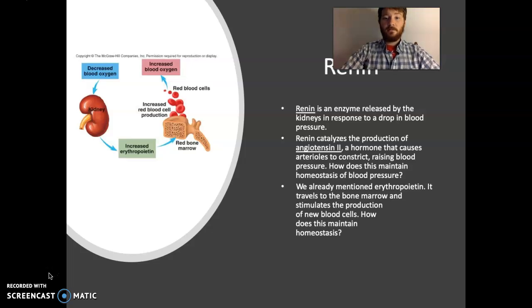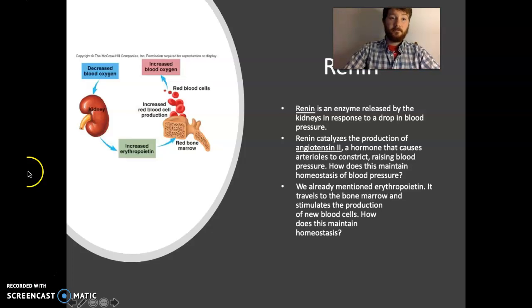We already mentioned erythropoietin. It travels to the bone marrow and stimulates the production of new blood cells. How does this maintain homeostasis? Well, sometimes blood pressure can be too low because of a loss of blood, and there's just not enough blood moving around. The kidneys are also monitoring the levels of blood, not only the pressure of blood, and can send a message saying, hey, we're not having enough blood here to move through. We need to increase the amount of blood, along with the blood pressure, and force the red blood cells through the kidney to get cleaned.